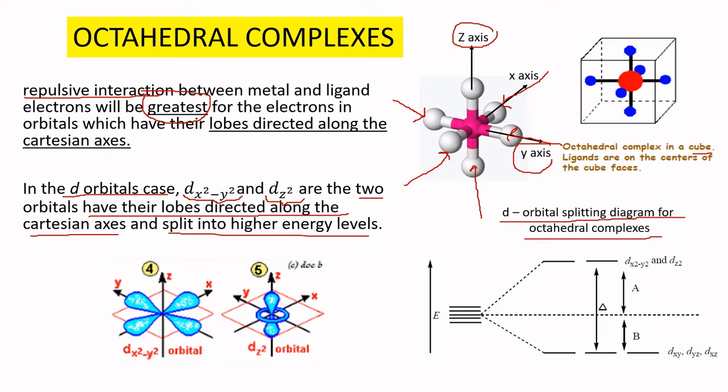So the d orbital splitting diagram for octahedral complexes is like this. The lower energy level is dxy, dyz, and dxz, while the higher energy level is for dx square minus y square and dz square. They are differentiated by this energy difference. Delta means the energy difference between these two sets of suborbitals.